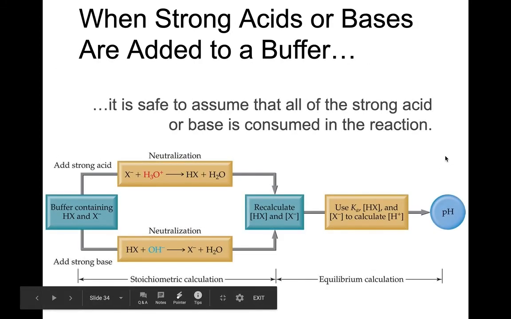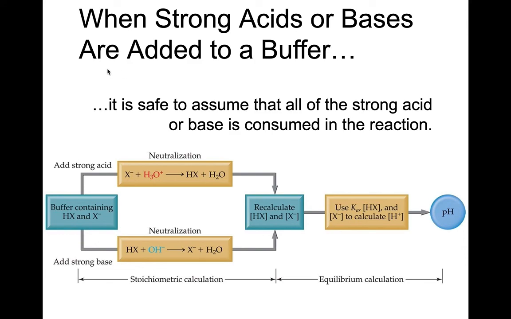And here's just sort of a flow chart of how to walk through that kind of problem. An important thing to remember is that when a strong acid or base is added to a buffer, you can safely assume that all of that acid or base is going to be consumed in the reaction. If it's a strong acid or base, then it's completely dissociating. It will be completely consumed. And so this flow chart walks through what that kind of problem would look like.